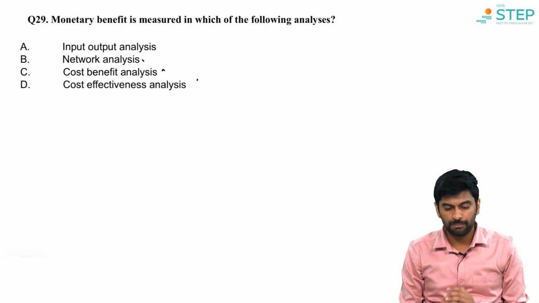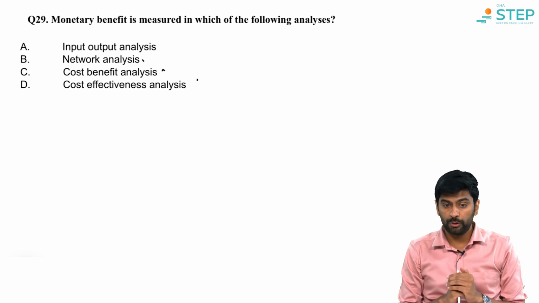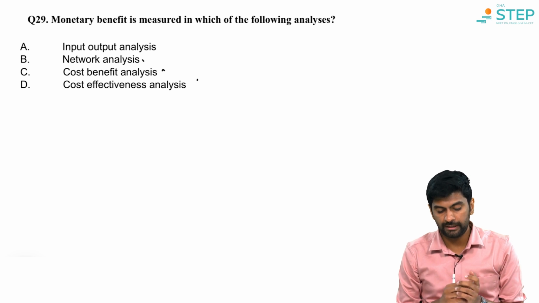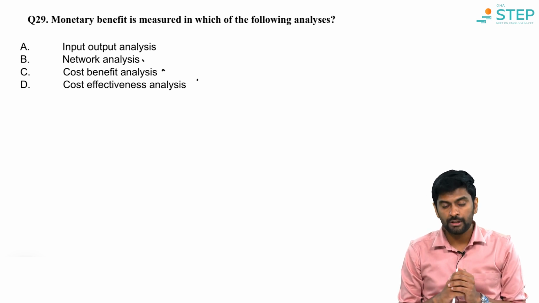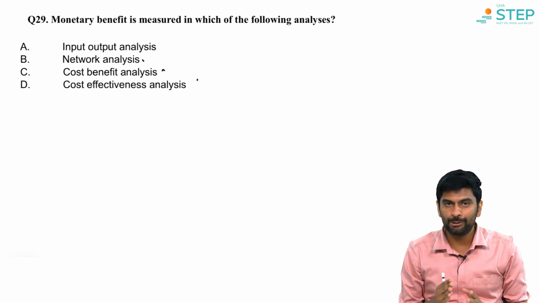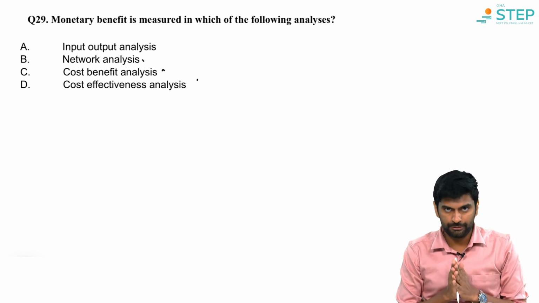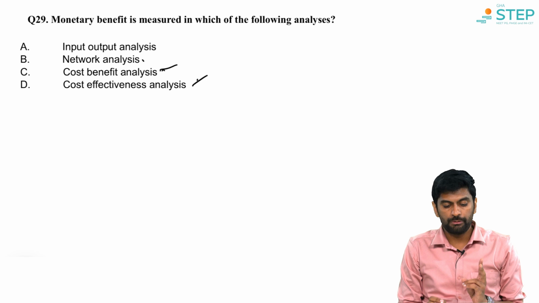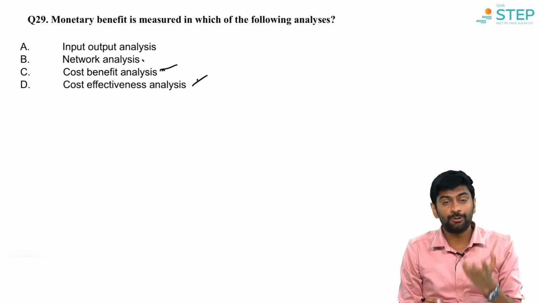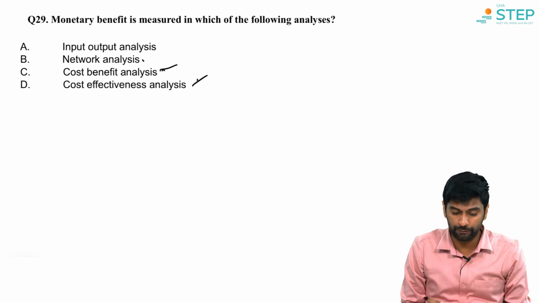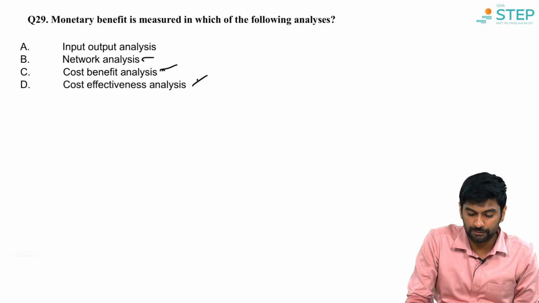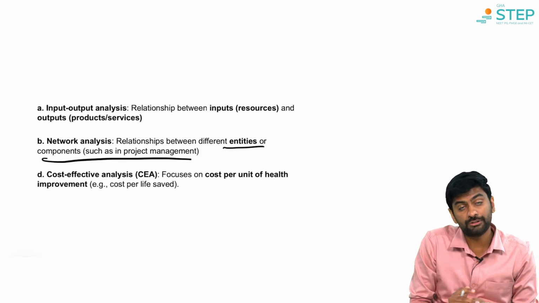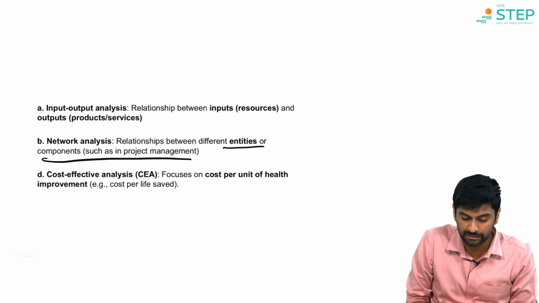Question 29 is, monetary benefit is measured in which of the following analyses? Input-output analysis, network analysis, cost-benefit analysis, and cost-effectiveness analysis. Now we need to see which are the economic evaluation methods here. Cost-benefit and cost-effectiveness are the only two focusing on the cost aspect. Network analysis is about relationships between different entities, such as in project management.